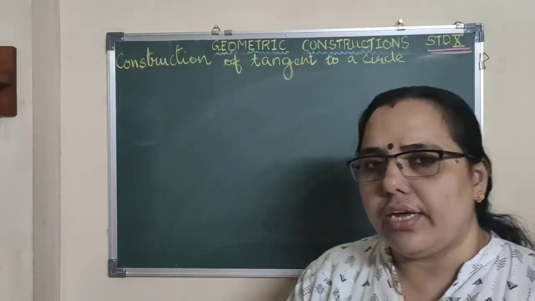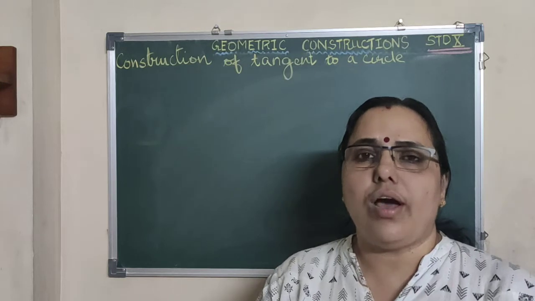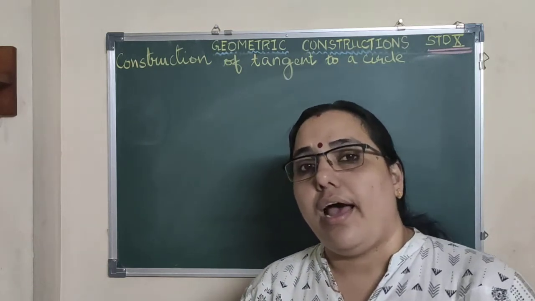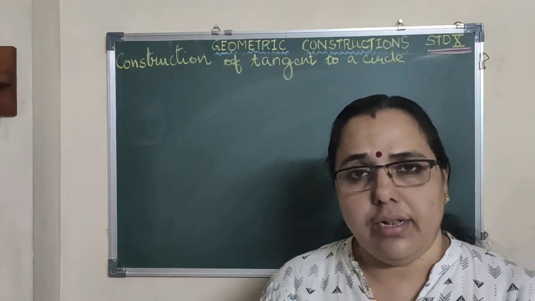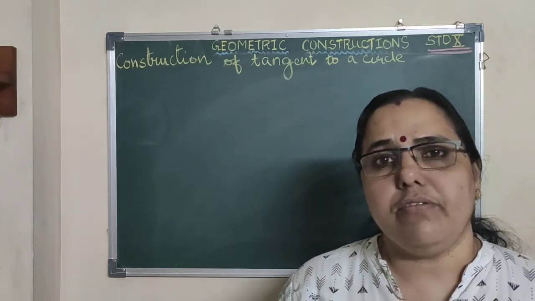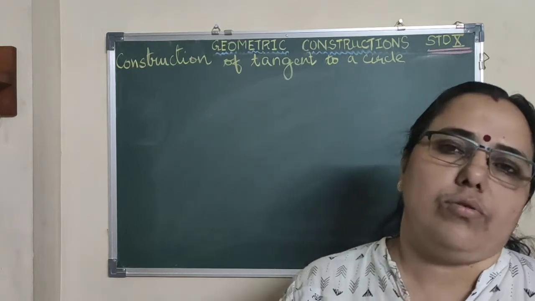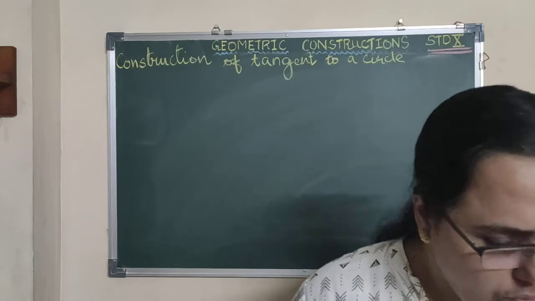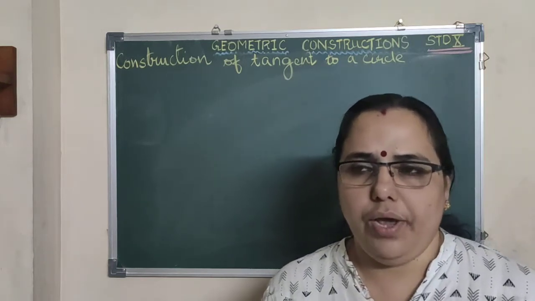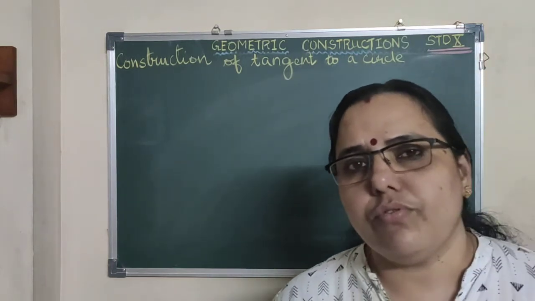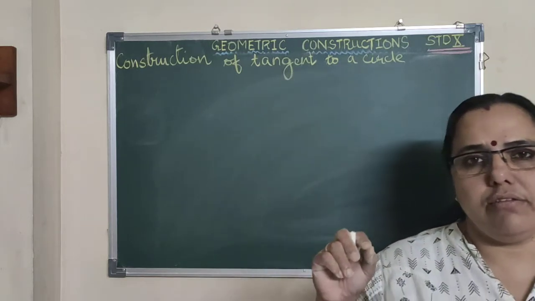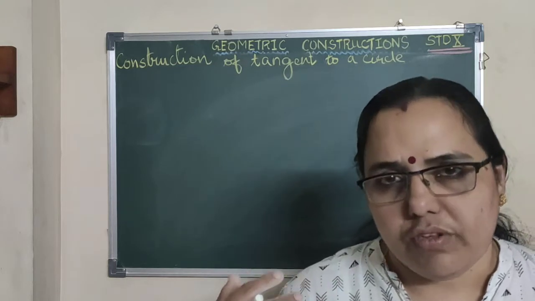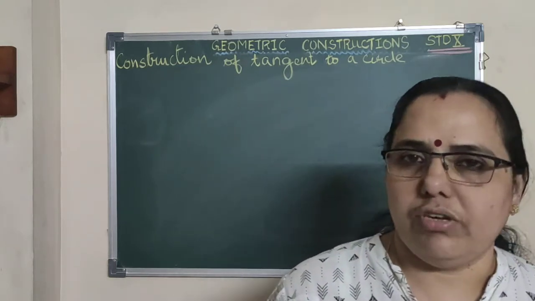Now construction of tangent to a circle, and in this you have two types. One is to construct a tangent at a point on the circle, and the second type is to construct a tangent to a circle from a point outside the circle. If it is outside the circle, there is only one way of doing, but whenever we have to construct a tangent when the point is on the circle, there are two methods. One is without using center and the other one is with using center.